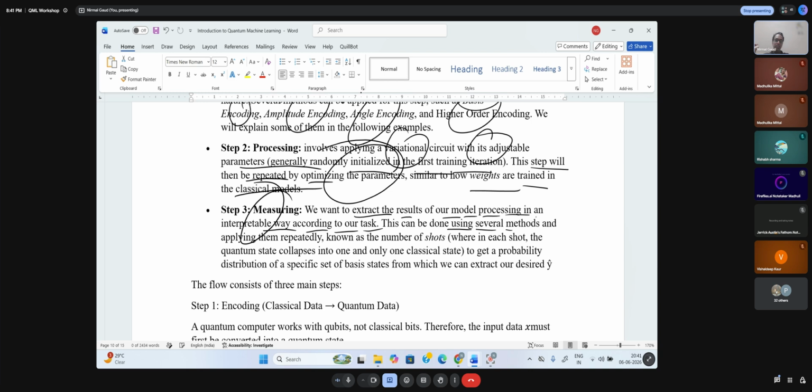This can be done using several methods, applied repeatedly, known as the number of shots, where in each shot the quantum state collapses into one classical state to get a probability distribution. So remember, we need to measure the results.